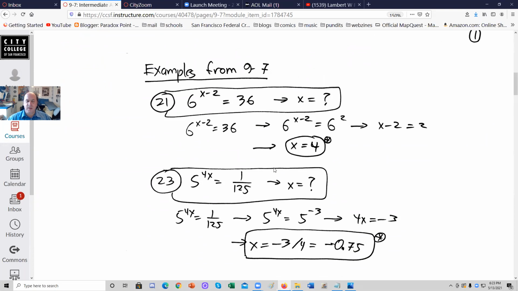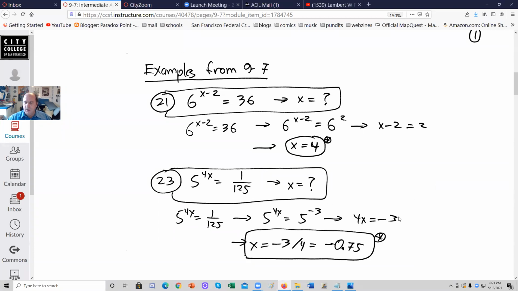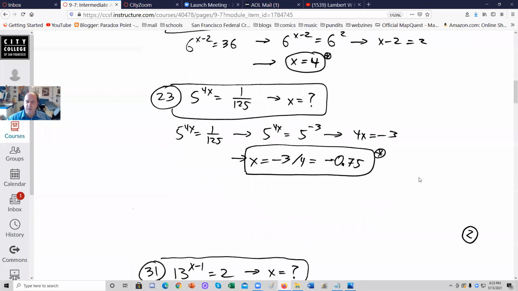5 to the 4x equals 1 over 125 for what value of x? Now again, 1 over 125 is a power of 5, namely 5 to the negative third. So 5 to the 4x equals 5 to the negative third, and therefore the exponents are the same. 4x equals negative 3, dividing by 4, x is negative 3/4, negative 0.75.